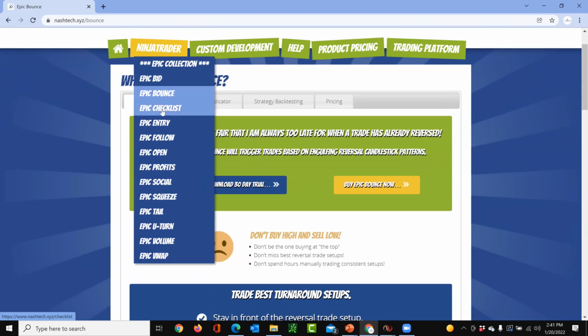Epic Checklist is fun because it kind of adds a value to every single type of setup. So maybe you give 5 points if the EMA is over the 200, but you also want to get 15 points if it's also above the 50 EMA, right? And then maybe if it has a bullish candlestick pattern, you want to give it 20 points, which equals a total that would generate the entry. Epic Follow, I just went over with you guys.